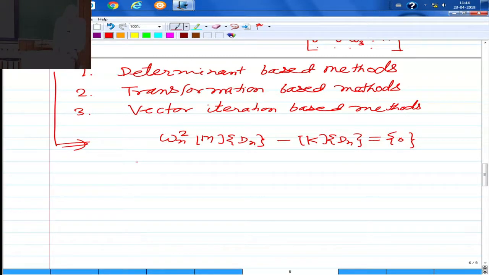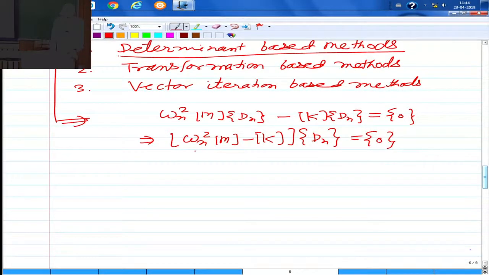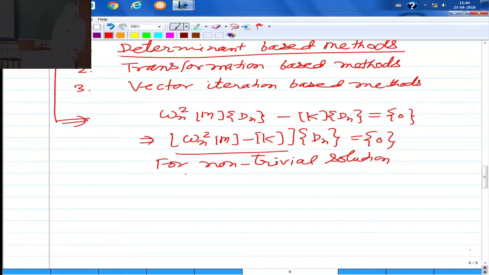So what we are doing in the determinant based method is trying to find the determinant of the coefficient matrix. The coefficient matrix here is omega n square into m minus k, and then here you have dn, and this is equal to 0. Then we say for a non-trivial solution, the determinant of this coefficient matrix, omega n square into m minus k, must be equal to 0.